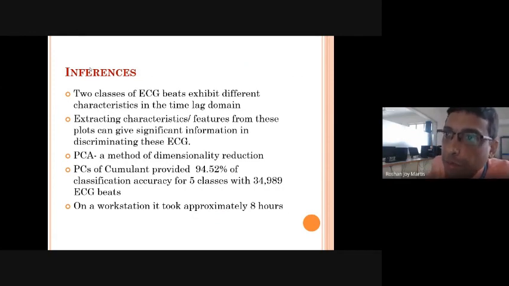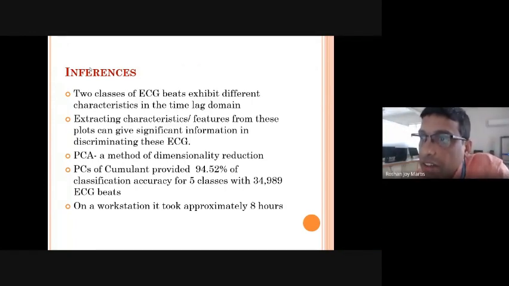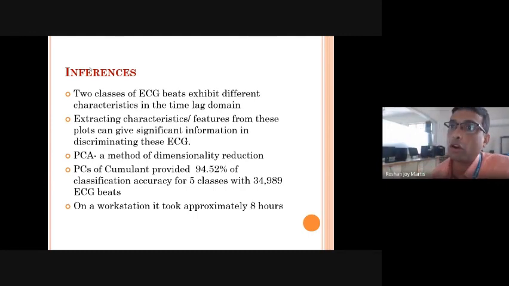Two classes of ECG beats we have seen exhibit totally different characteristics in a given domain. That is the cumulant domain, which we call the time lag domain. Now, extracting characteristics or measuring features from these plots can give significant information so that we can separate them. Normal and abnormal, we can separate much more easily seeing this representation than in the original time domain representation.